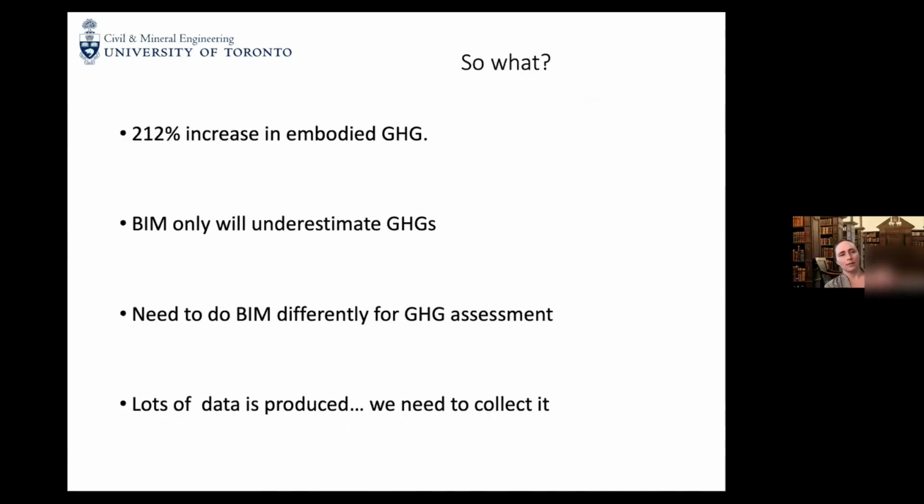So what's the so what? One was that the change was massive, well outside the margins of what we say are acceptable inaccuracies or uncertainties in this type of assessment. And part of it is because we don't make BIMs for greenhouse gas assessment. We make them for other reasons. Mostly at the moment, the two most popular driving factors are either visualization or conflict detection. And you don't draw a BIM for those reasons in a way that sets it up well for greenhouse gas assessment. So if we want to use BIM for embodied GHG, we have to draw them differently.